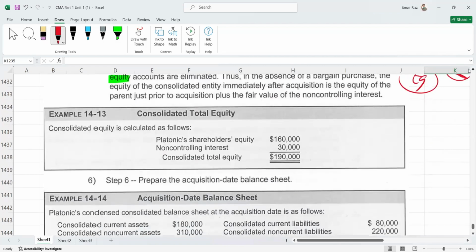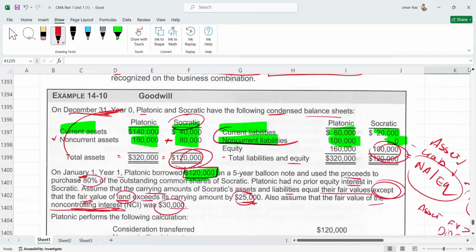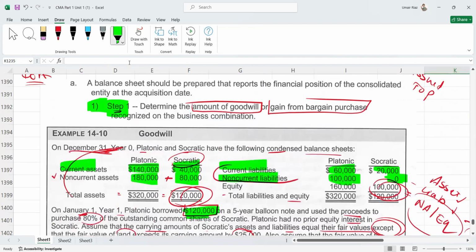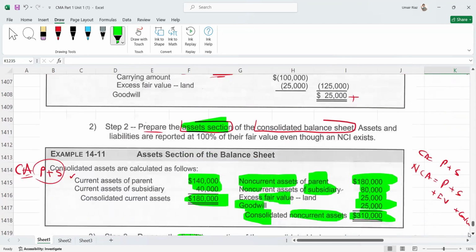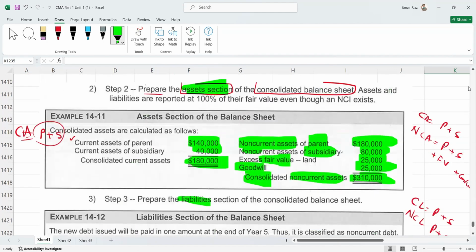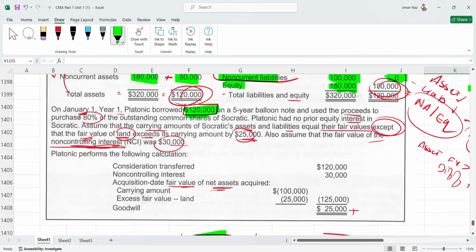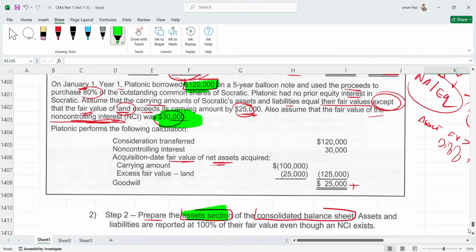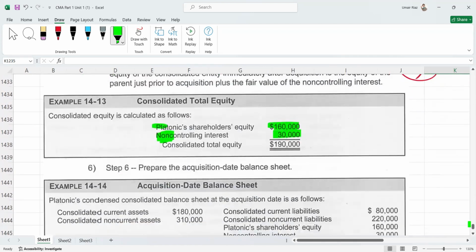So we'll just go to the balance sheet first. When it comes to the equity, we'll take only parent equity. Don't take subsidiary equity, which is 160,000. And then we'll take NCI values. Parent equity is 160,000. And then we'll write NCI fair value. It was given in the question here. NCI figure is given here, right? This NCI figure we will take. Okay. So now we can prepare the acquisition date balance sheet.